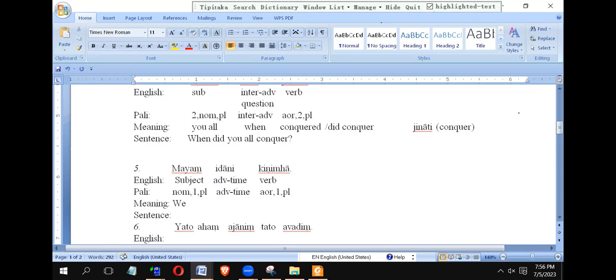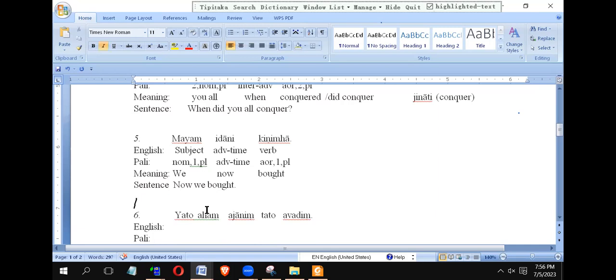Okay, so the meaning, the word would be bought. Idāni is now. Okay. So bought. Okay, so how do you translate this sentence? Now we bought. Yes, it's direct. Okay. So is it difficult or what? Okay, not difficult, only need to think of which one. Okay, thank you.